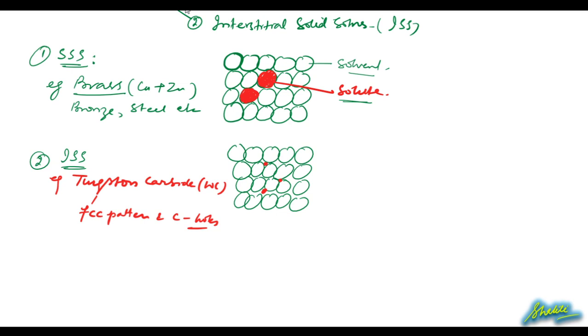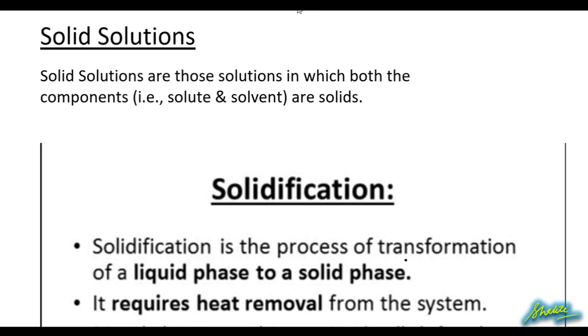Here, the carbon atoms are solute atoms, whereas the tungsten atoms are solvent. So, solid solutions are those solutions in which both components, solute and solvent, are solids.